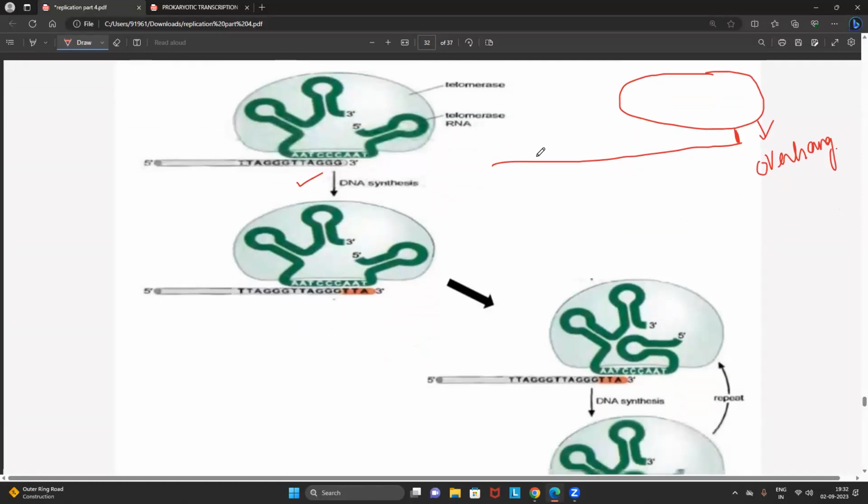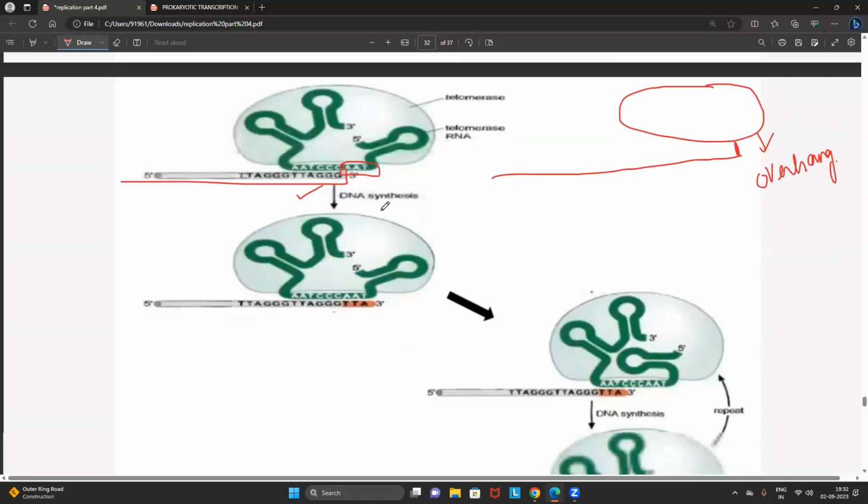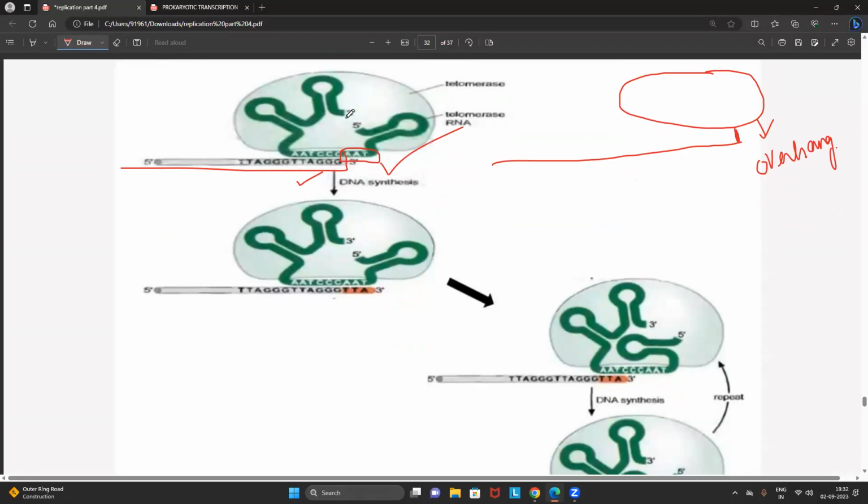Always it forms an overhang. You can see this, friends. Till here only DNA is there, right? Till here only DNA. And what about this region? This is called an overhang. We really don't know why the telomerase enzyme will attach like this, why it will cause an overhang. We really don't know, and the mechanism is yet to be studied.